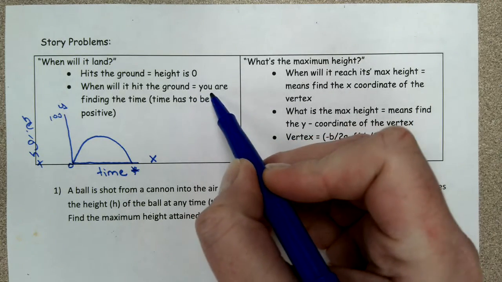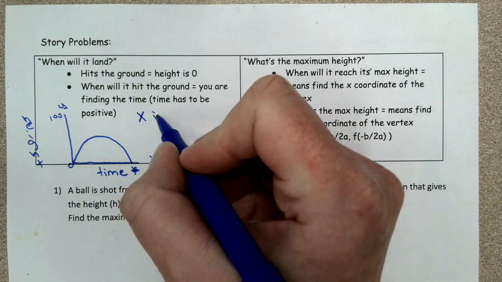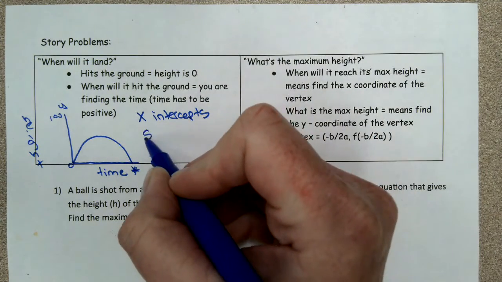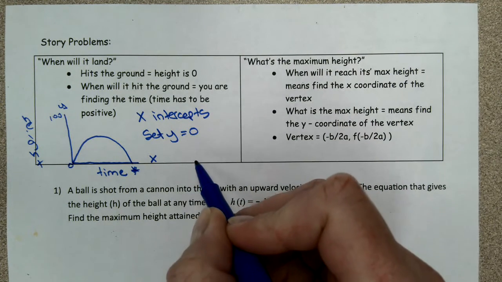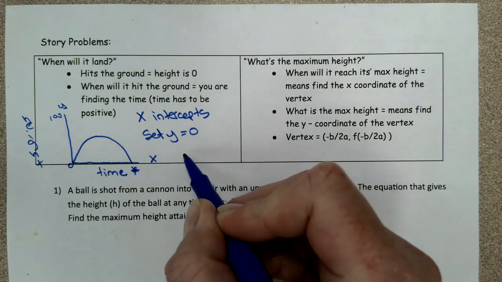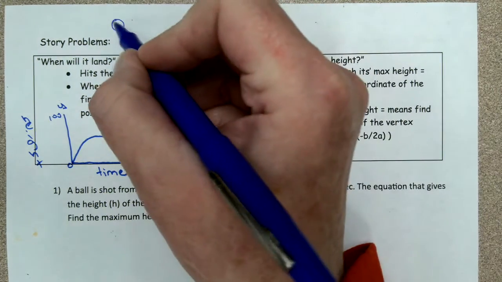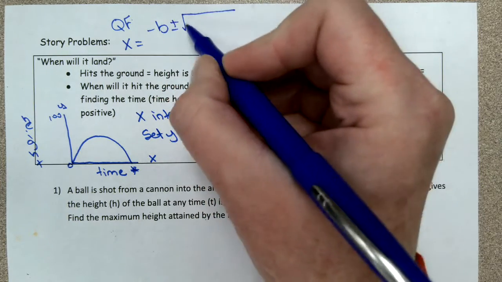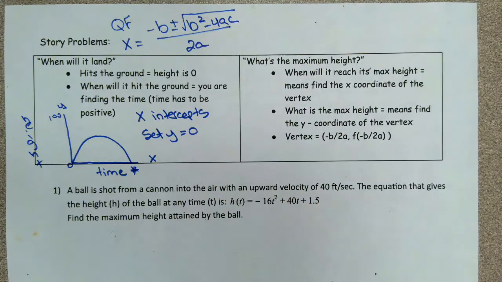So in this case, when you're trying to find out when will it land, you're finding x-intercepts. And when you want to find an x-intercept, you're going to set y equal to 0. The quadratic formula will always work. You could also make a table of values, you could factor, but quadratic formula will always get the job done as well. X equals negative b plus or minus square root b squared minus 4ac all over 2a.